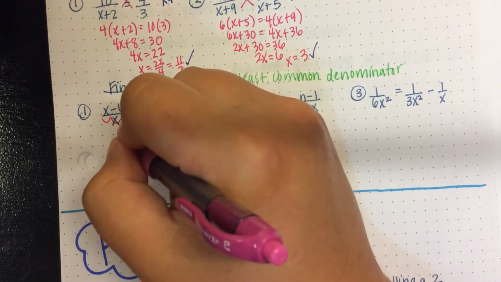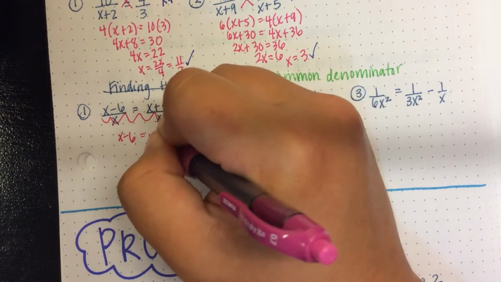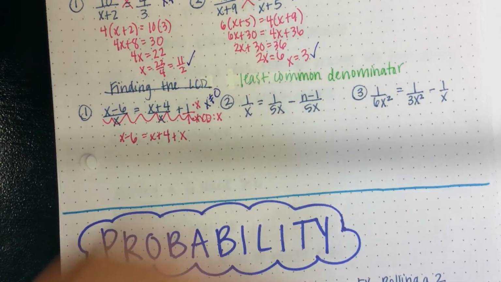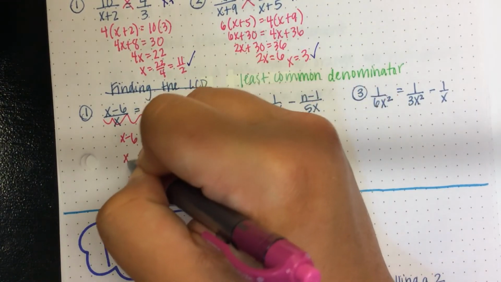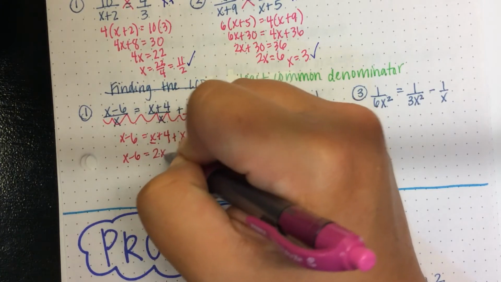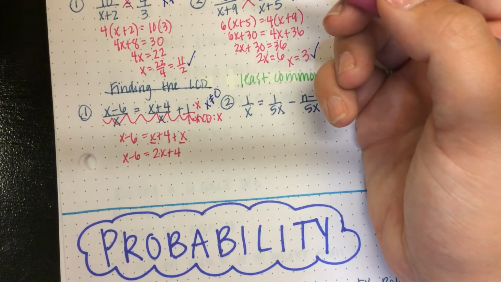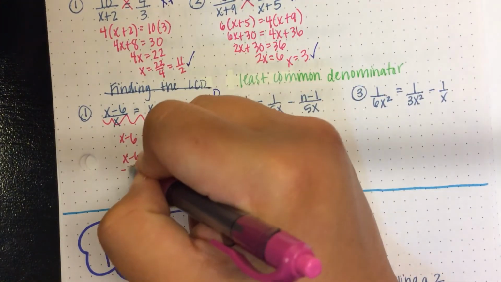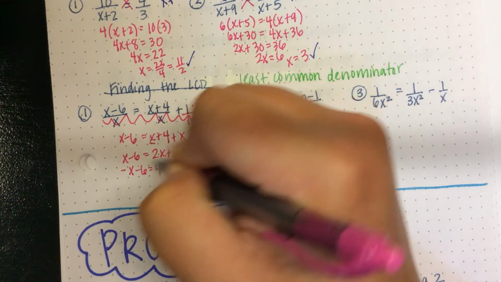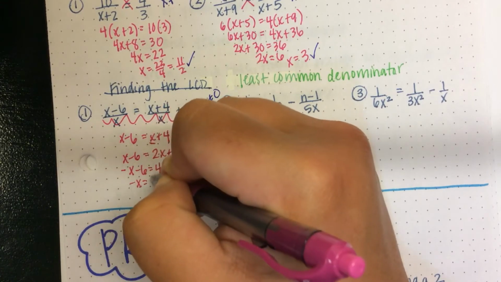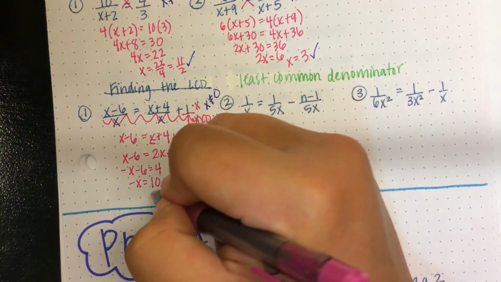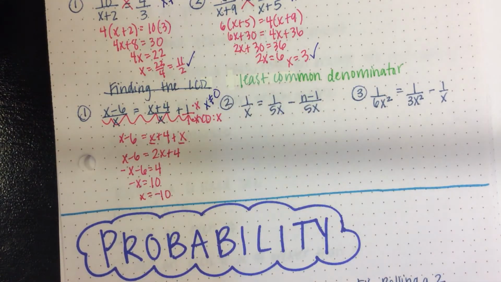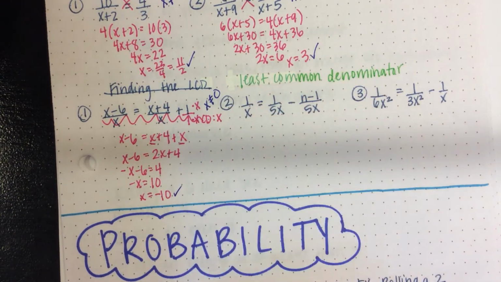So I'm going to have x minus 6 equals x plus 4 plus 1 times x, which is just x. I'm going to combine my like terms over here. So x minus 6 equals 2x plus 4. Right? I've got to get my x's on the same side, so I'll subtract 2x over. So I get negative x minus 6 equals 4. Add 6, negative x equals 10. Divide by negative 1. So we get negative 10, which is not 0, so we're good.